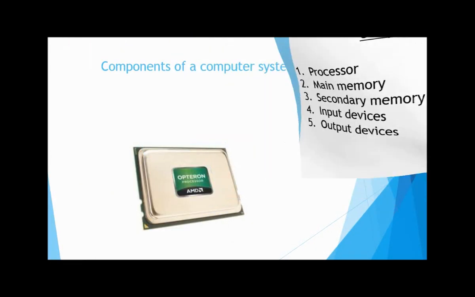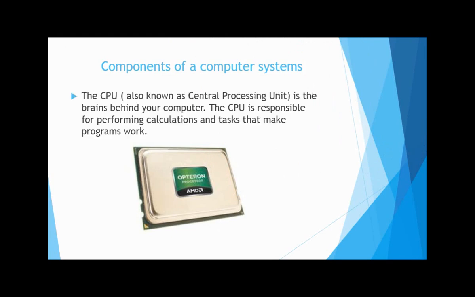The CPU, also known as Central Processing Unit, is the brains behind your computer. The CPU is responsible for performing calculations and tasks that make programs work. The faster the CPU, the quicker programs can process computations and commands.